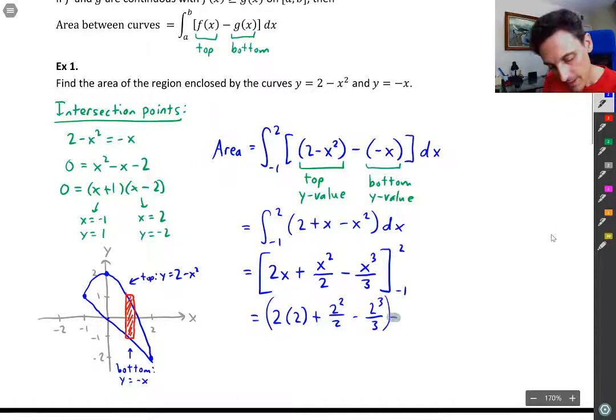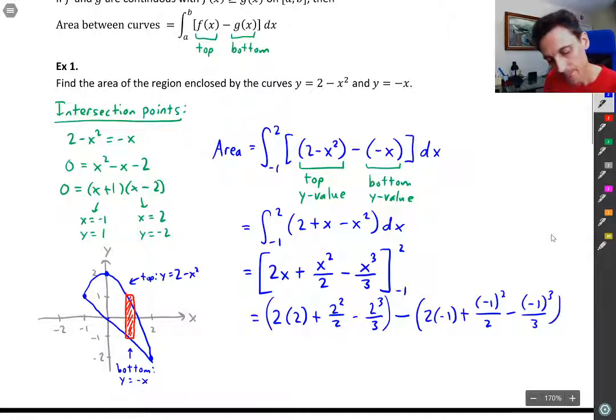Then we put a minus. Then we plug in the -1. So we'll have 2 times -1 plus -1 squared over 2, minus -1 cubed over 3. Then from here, it's a bunch of fraction work to figure out what's going on. Eventually, you should get something like 9/2.